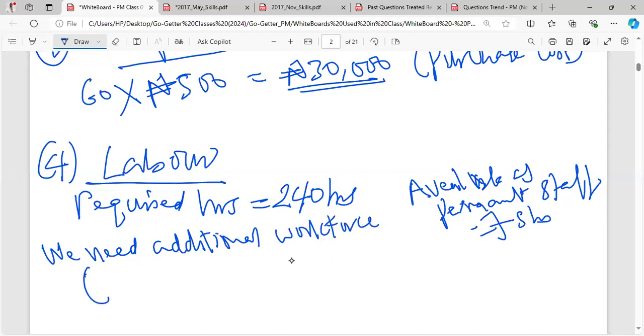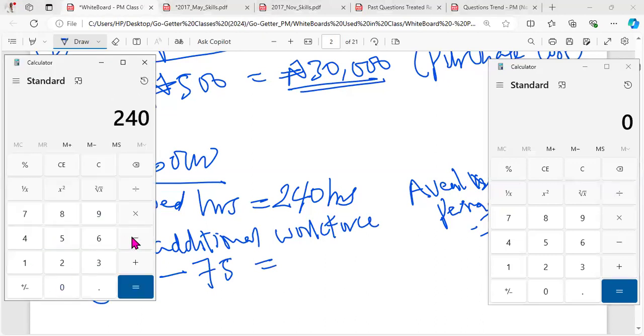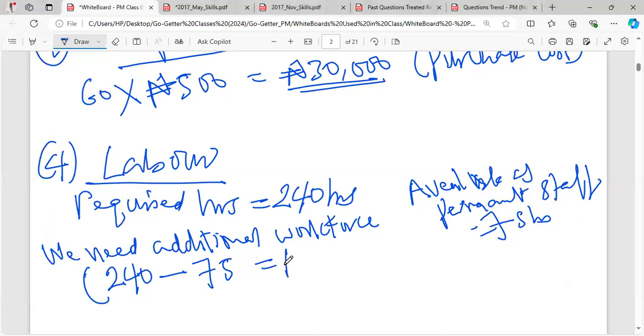We now open a bracket. We have 240 hours needed minus 75 that is spare. That will give me how much? 240 minus 75 gives me 165. So this 165 hours is what we need in addition to that 75. So we are sourcing for 165 hours.